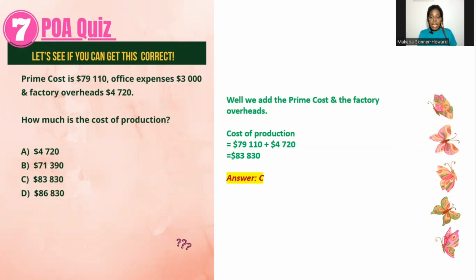We will add our prime cost and our factory overheads together for us to get the cost of our production. So we're going to add the 79,000 and change, and we add in the 4,000 and change. That is going to give you C as the answer, which is 83,830.